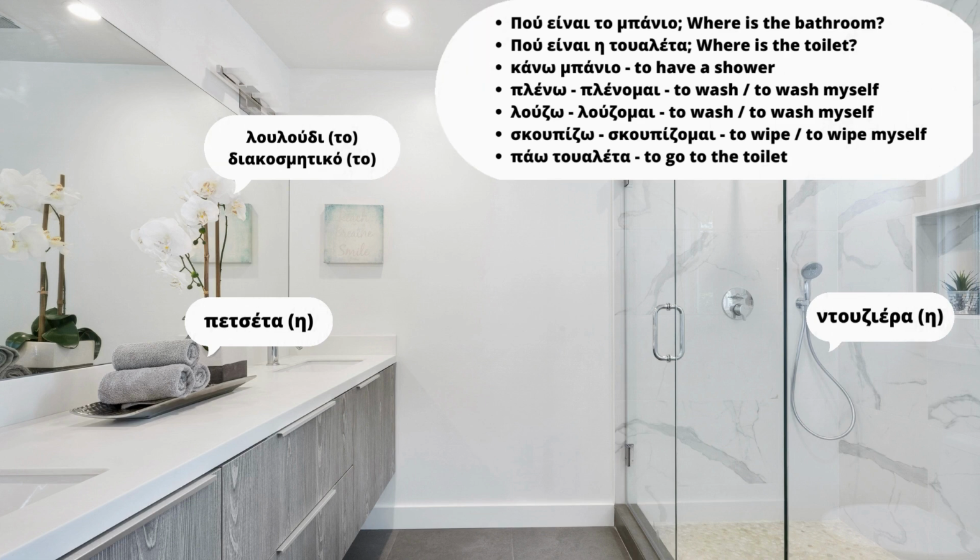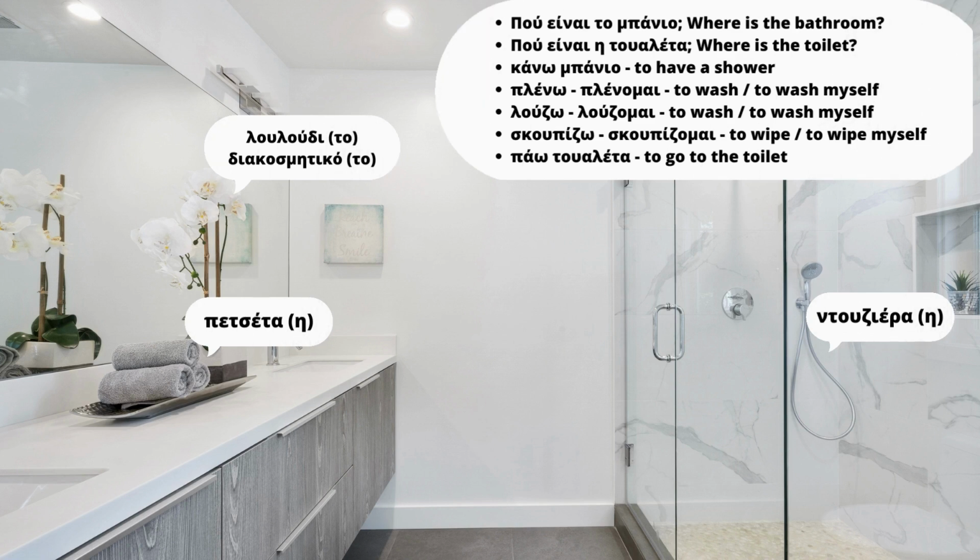Now we have some verbs in Greek. Κάνω μπάνιο, which means to have a shower. Next verb in Greek is πλένω, which is the active voice, and πλένομαι, which is the passive voice. So πλένω means to wash, and πλένομαι means to wash myself.